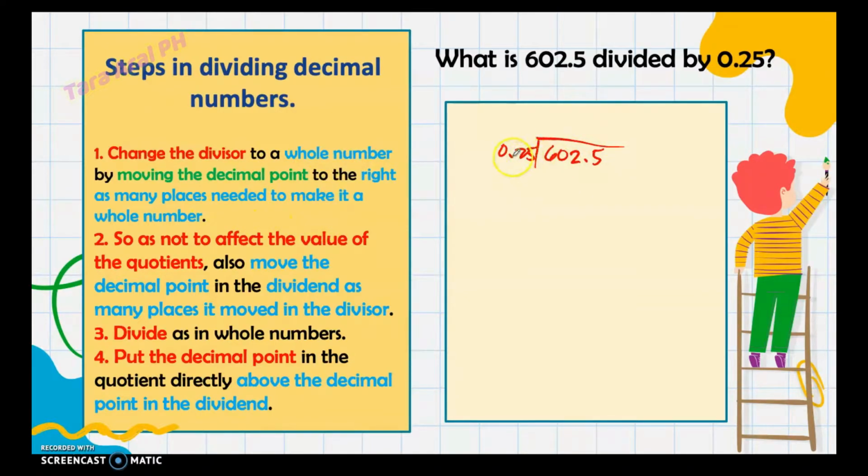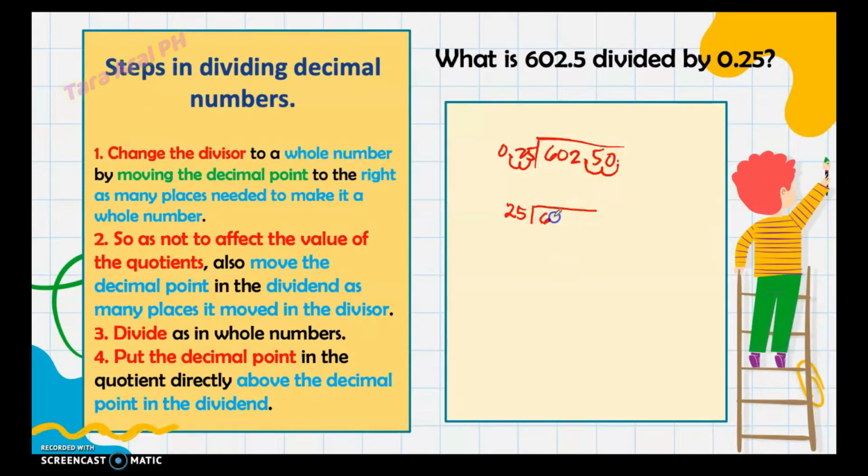So as you can see here, this is 0.25. To make it a whole number, we need to move 2 places to the right, and our new value is 25. Then since we moved 2 places to make it a whole number, we also need to move 2 places in the dividend from the decimal point. And the decimal point here is given. So from here, we need to move 2 places. Here's the empty place value. Then we need to add 0 at our decimal point. Here is at the end of 0.